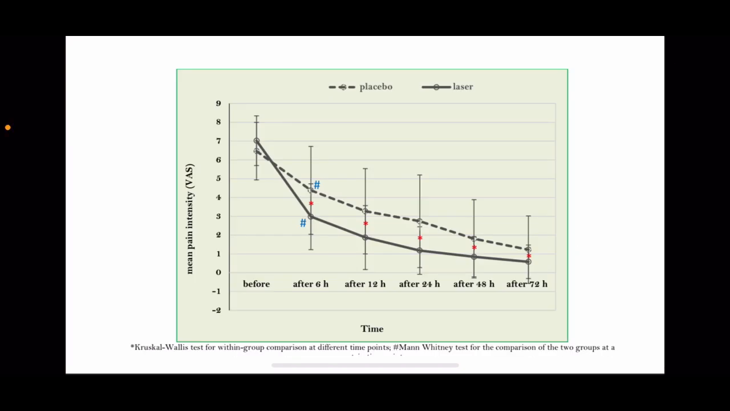Moving on to the results, of all patients, 44 were female and 46 were male. The difference in gender distribution was not significant between the two groups, and no significant difference was noted between the two groups in terms of age or preoperative pain. As you see in this graph, it shows a comparison of the mean pain score in laser and placebo groups at various intervals, where the dashed line represents the placebo and the continuous line represents the laser.